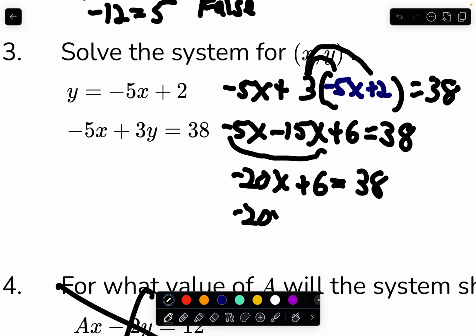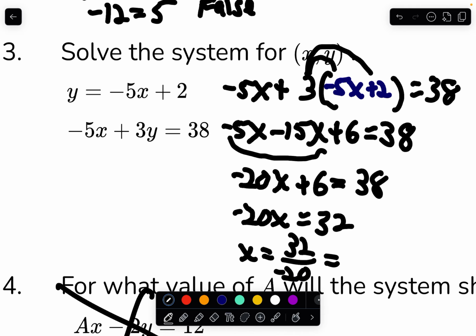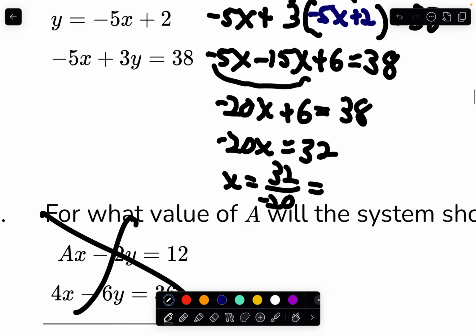So negative 20x equals 32. X equals 32 divided by negative 20. Again, that's an ugly answer. As a decimal, that works out to be negative 1.6. All right.